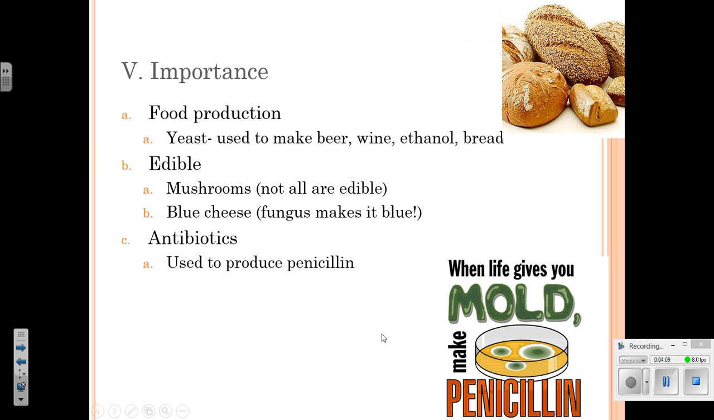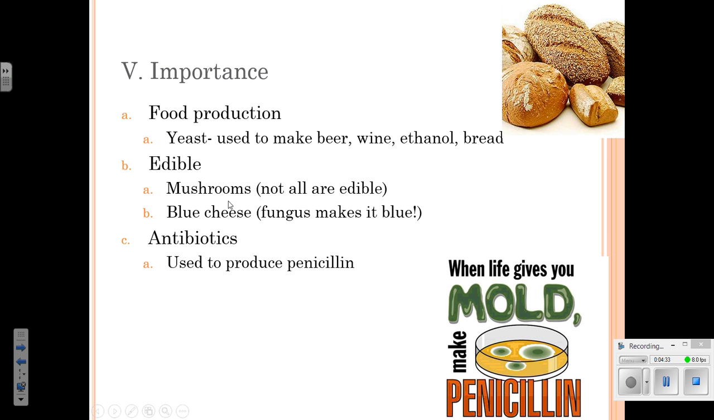So lots of importance for fungi. We use them in food production. So yeast is an example. We use yeast to make bread. That's probably the most common one, to help the bread rise. We also use it in ethanol, which is more commonly being used in cars now as a fuel source, and then in the production of beer and wine.